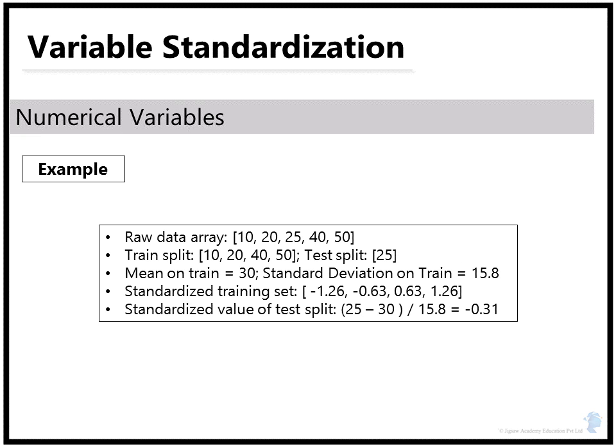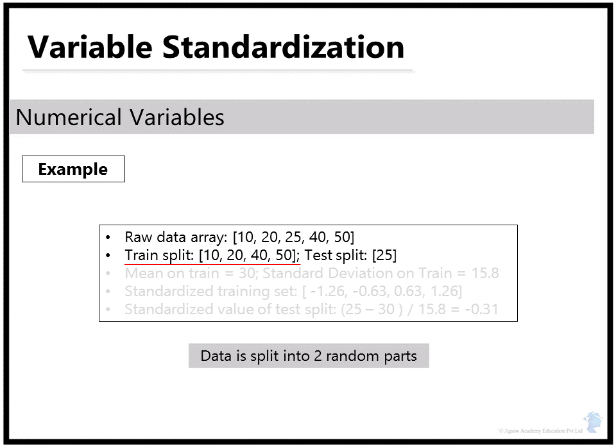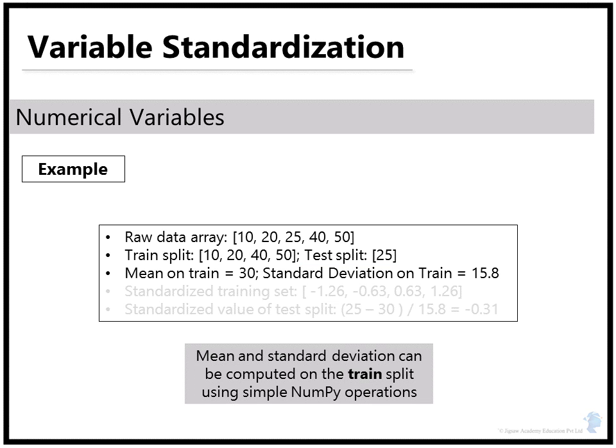Here is an example that will hopefully make the process clear. Let's say you have only one feature with 5 data points: 10, 20, 25, 40, and 50. Let's split the data into 2 random parts: the training split gets 10, 20, 40, and 50, while the test split gets only one observation, which is 25. You can compute the mean and standard deviation on the training split using a simple NumPy operation. The mean turns out to be 30 and the standard deviation is 15.8.